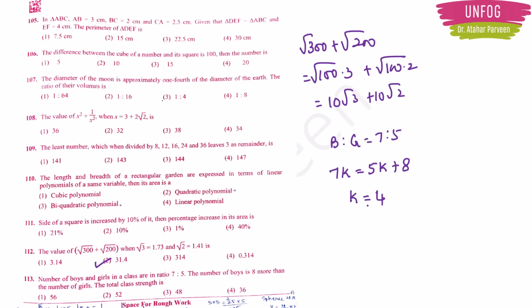You should find out total class strength. So for boys you have 7k, that will become 28. For girls you have 5k, that will become 20. If you add, you will get 48. So total class strength is 48. Option 3. Okay, clear, right?